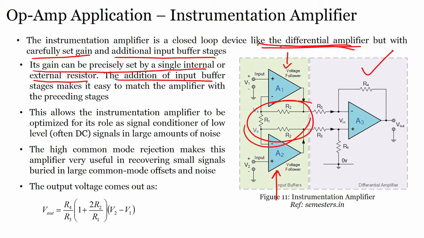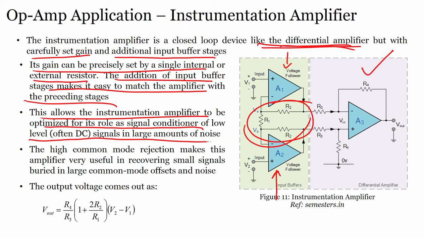The addition of the input buffer stage makes it easy to match the amplifier with the preceding stage. We already know that if I use a voltage follower, then the loading would be negligible. That means I can match the impedance with the previous stage to the differential amplifier. This allows the instrumentation amplifier to be optimized for its role as a signal conditioner of low level signals in a large amount of noise.